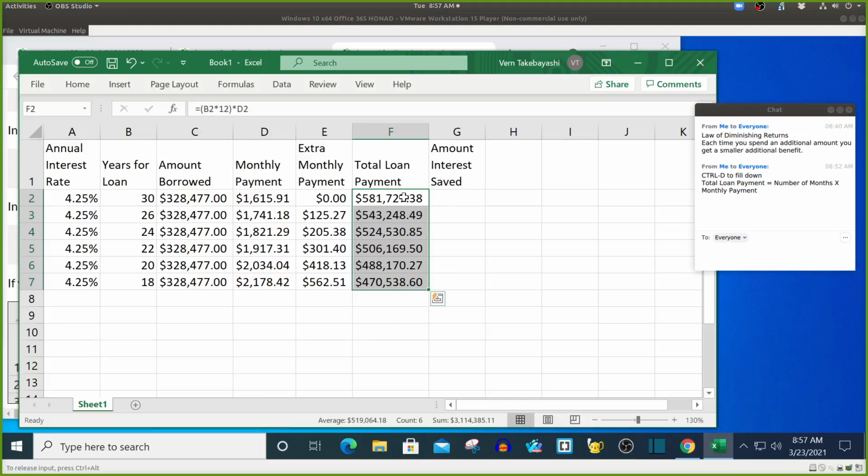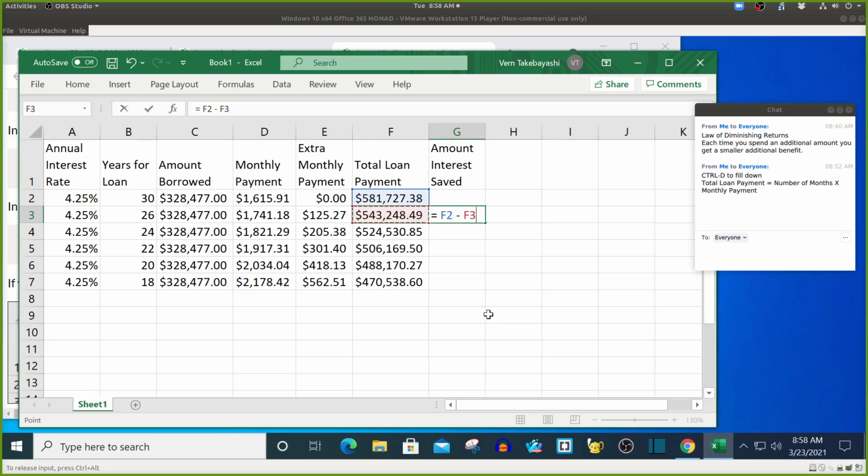Okay, so that's the formula for this cell: number of months times the monthly payment. Now we want to calculate the amount of interest that's saved. It's easier to start from this cell right here, because the amount of interest saved is the base loan payment minus the total loan payment for the shortened loan.